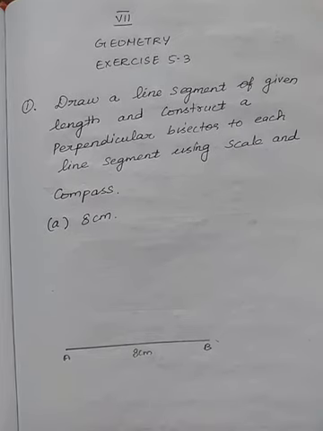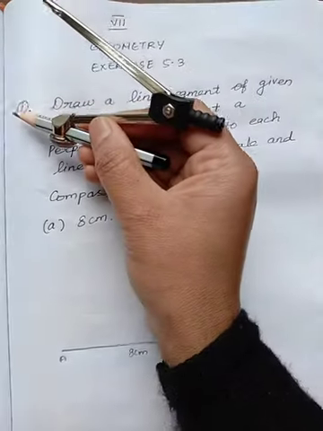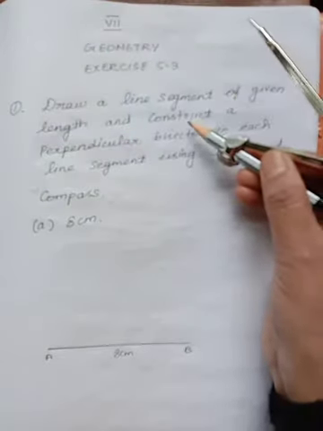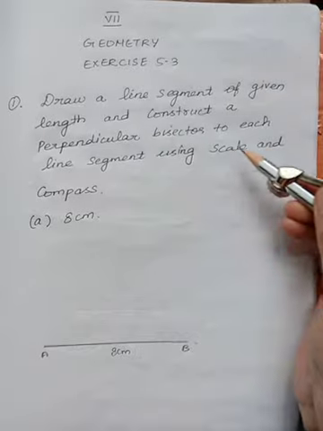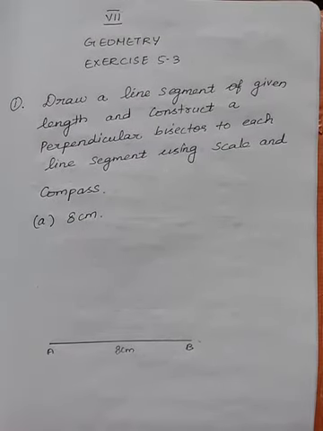Hi children, today we are going to learn 7th standard geometry exercise 5.3, first one. Draw a straight line of given length and construct a perpendicular bisector to each line segment using scale and compass. Now using scale and compass we will draw a perpendicular bisector.